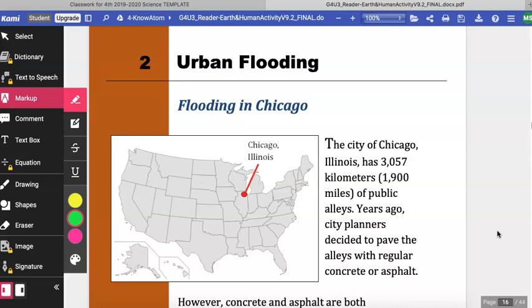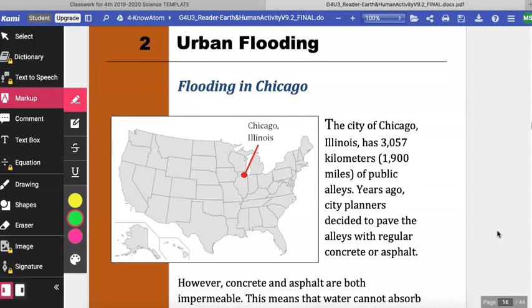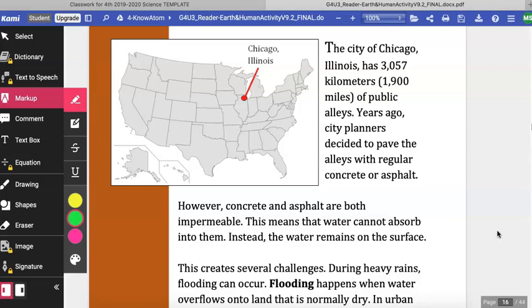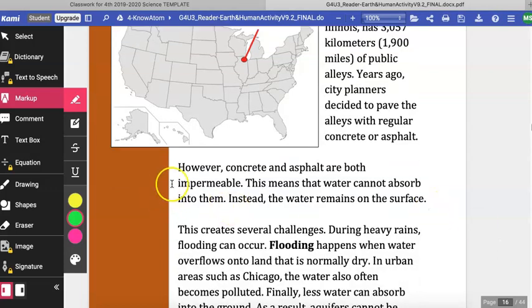Urban flooding. Flooding in Chicago. The city of Chicago, Illinois, has 3,057 kilometers or 1,900 miles of public alleys. Years ago, city planners decided to pave the alleys with regular concrete or asphalt. However, concrete and asphalt are both impermeable. This means that water cannot absorb into them. Instead, the water remains on the surface.